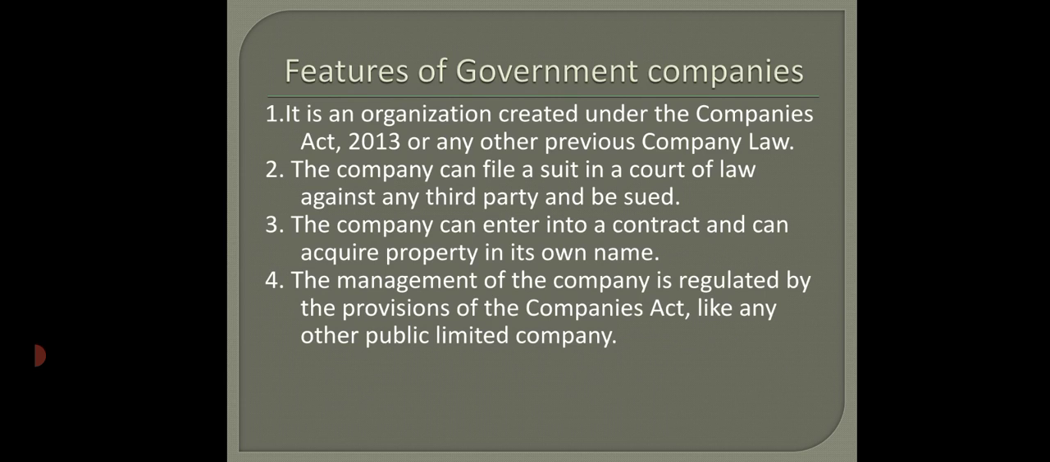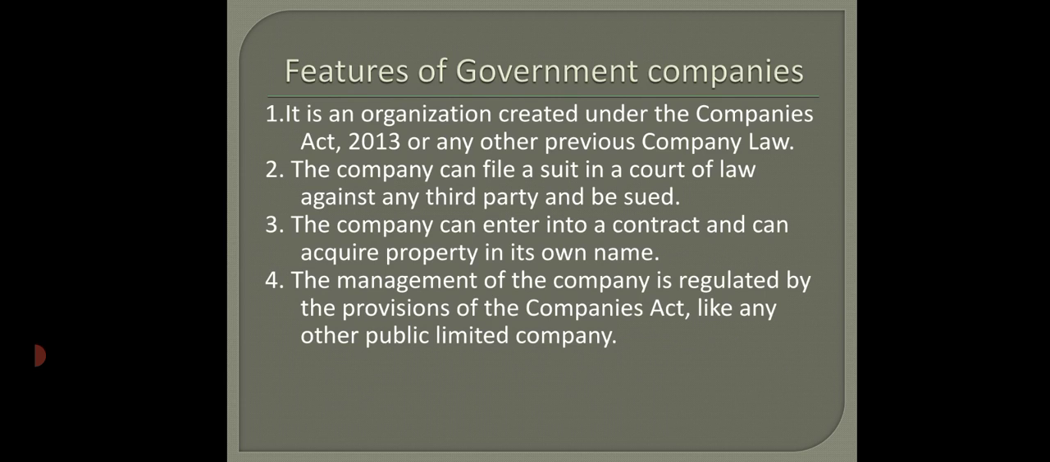Government company is called an artificial company. They can enter into any contract. It is similar to joint stock company, so there is no difference. It is an organization created under Companies Act 2013 or any other previous company law. So it might be Companies Act 1956 or Companies Act 2013. If they are following the rules and getting it registered, then we call it a government company.